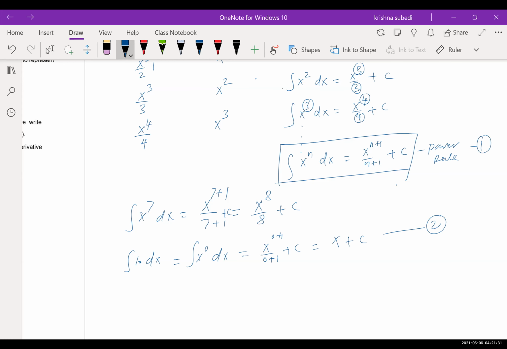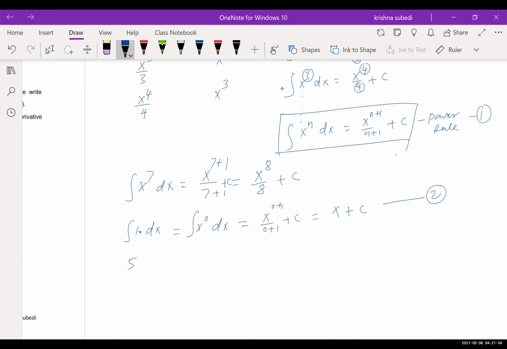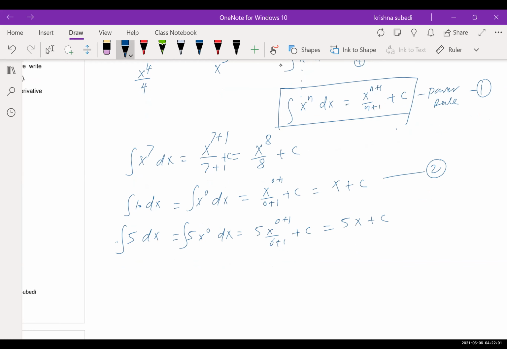And just in case we have 5 dx, for example, then 5 means you can write 5x power 0 dx. So that's going to give me 5 times x power 0 plus 1 over 0 plus 1 plus c. That's going to give me 5x plus c. So now what it means is we can write this as 5 times the integral of dx. So if there is a constant, we can take that constant out. Okay, so we have a formula now.